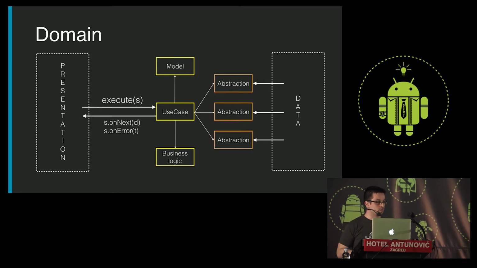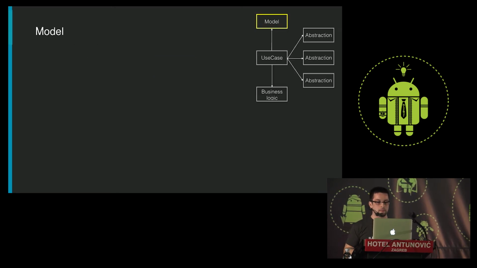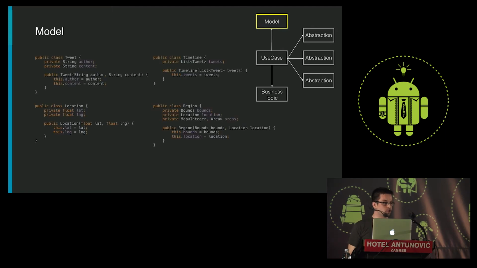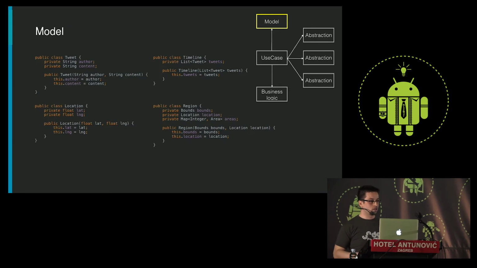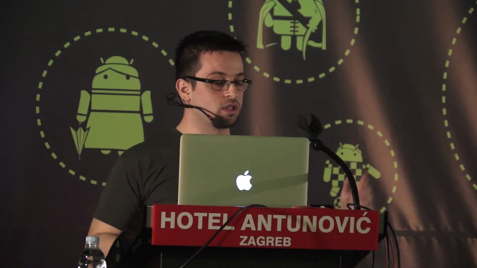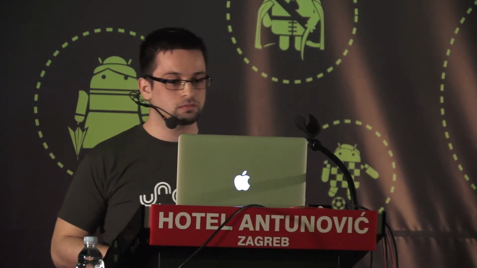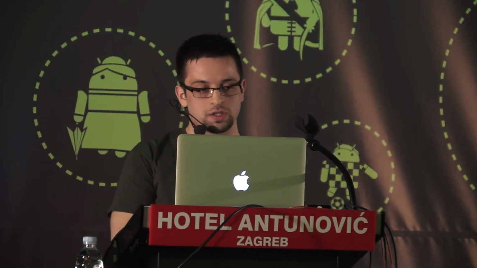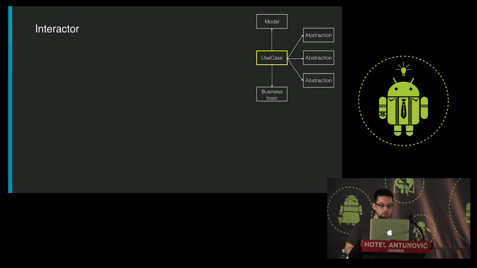And I'll show some code snippets for each of these boxes. The first one is a model. There's nothing special here. These are plain old Java classes, not cluttered by any framework or library specific code. And we have a tweet timeline, which is a list of tweets, locations, regions, and so on. The use case is the interesting part. Yes, it's also an interactor in my case.